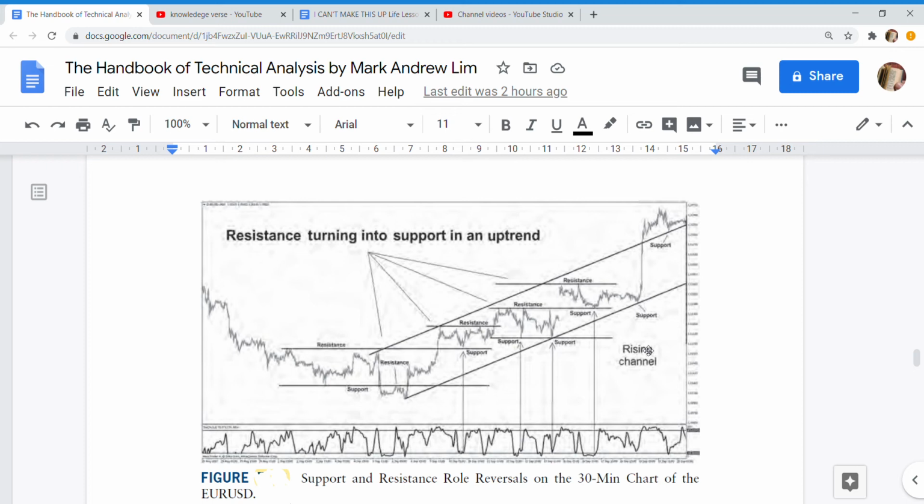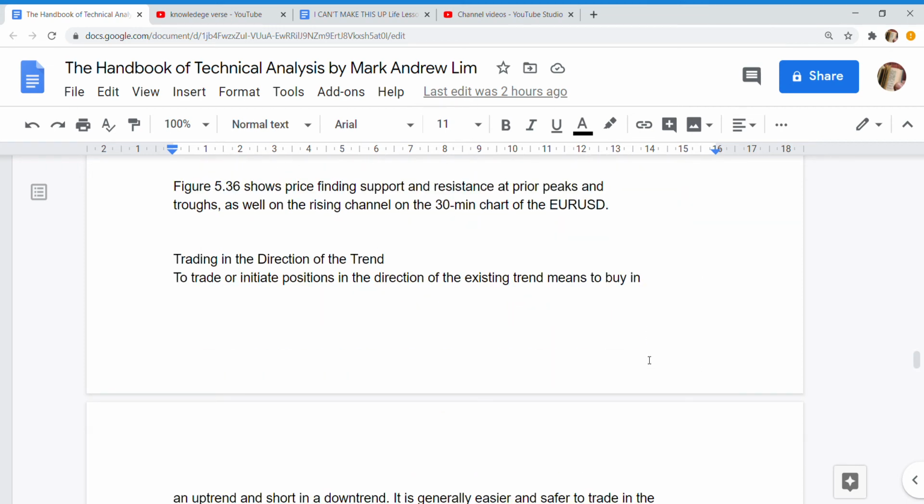Figure 5.36 shows price finding support and resistance at prior peaks and troughs, as well as on the rising channel on the 30-min chart of the EUR/USD.